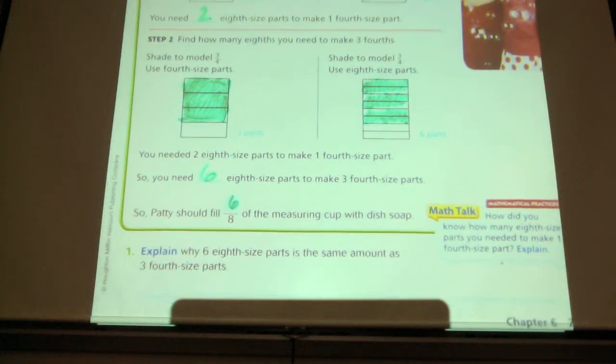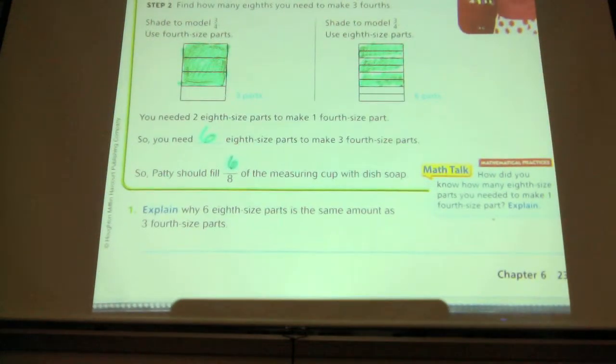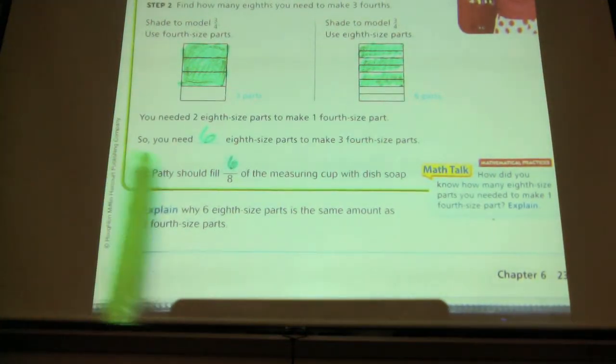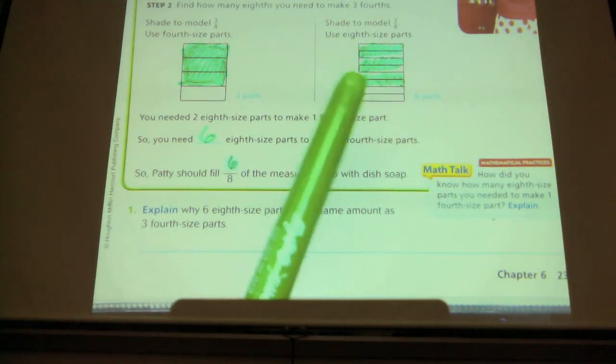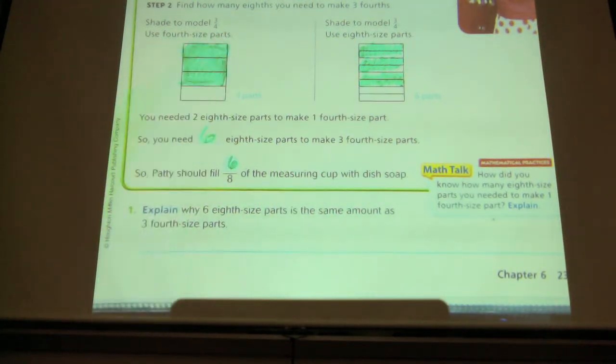Now the question that you have to think about: explain why 6 of these equals 3 of these. Why are they the same size? Use whatever words you want in your own words. I want you to explain that, and be ready to share.